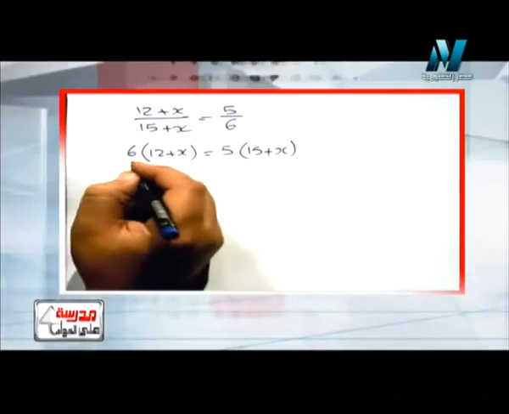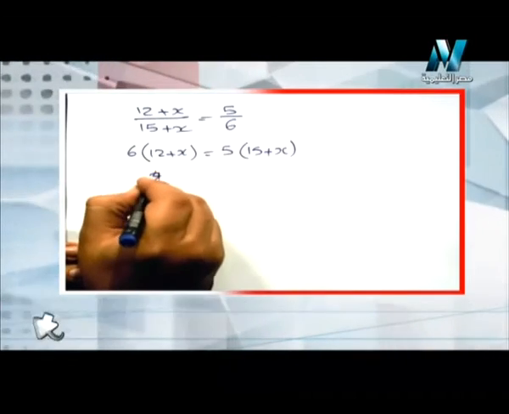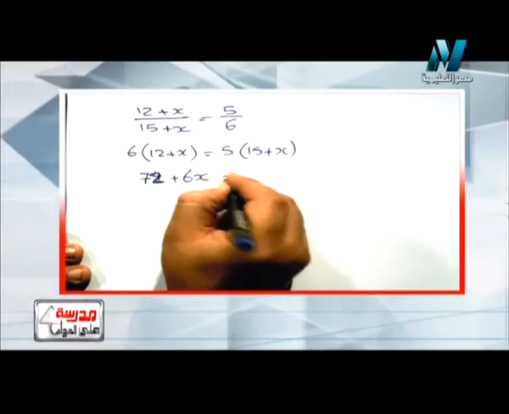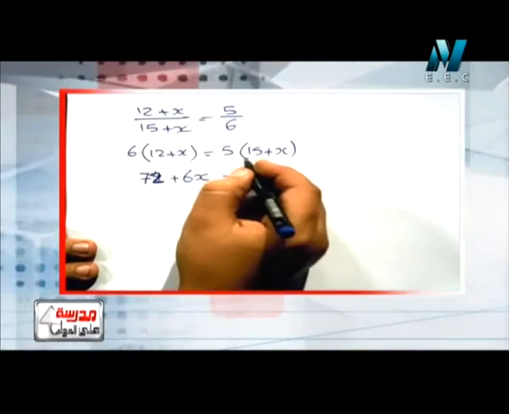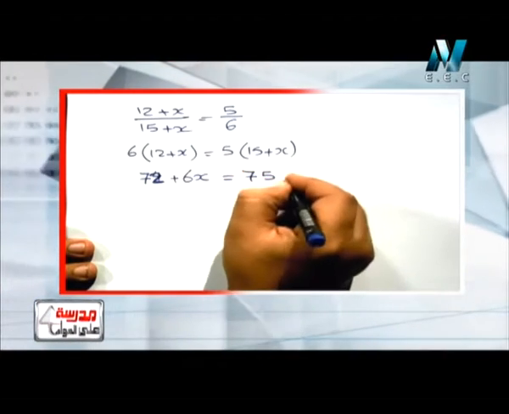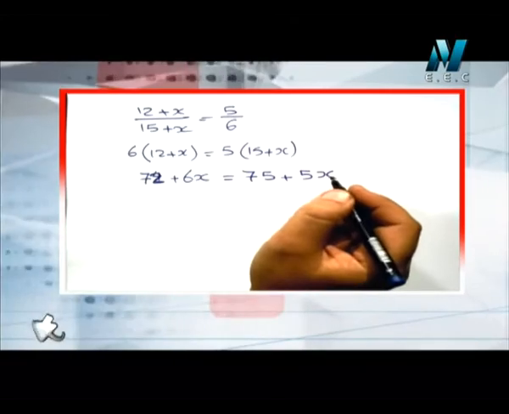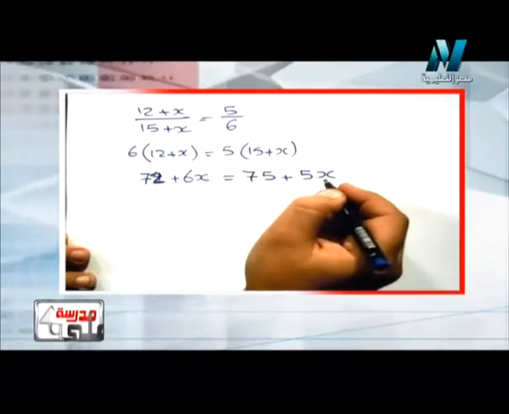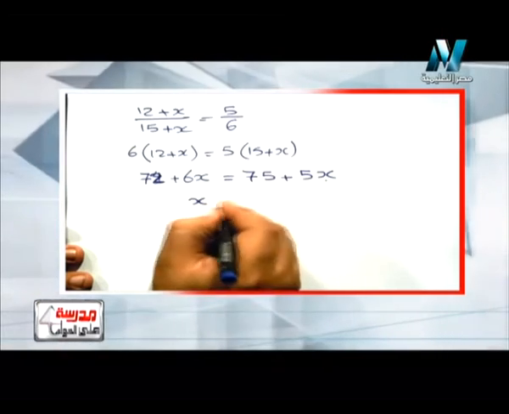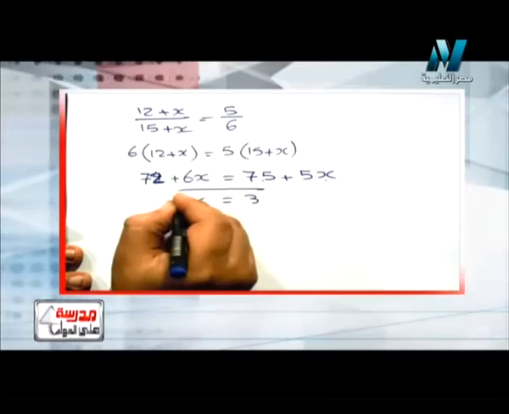I'm going to multiply 6 by 12, and the answer here is 72 plus 6x equals 5 times 15, which is 75 plus 5x. Okay, solve the equation. Here's 6x and here's 5x, so I'm going to write x equals 75 minus 72. The answer is 3. So x equals 3.